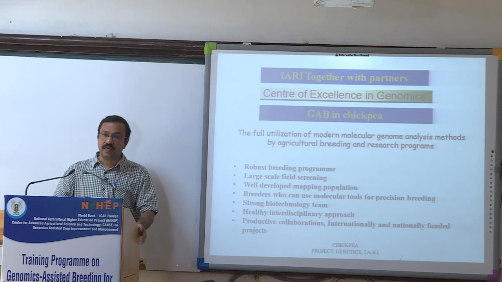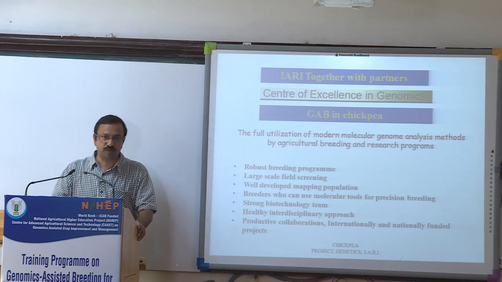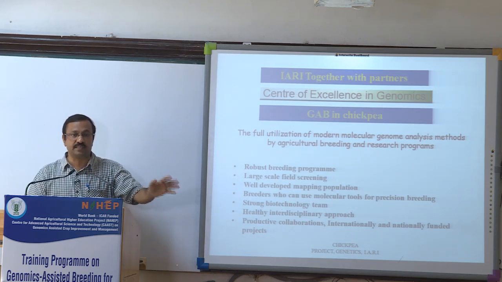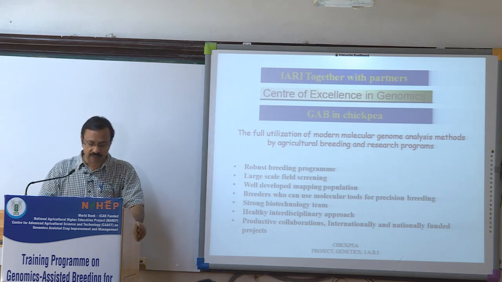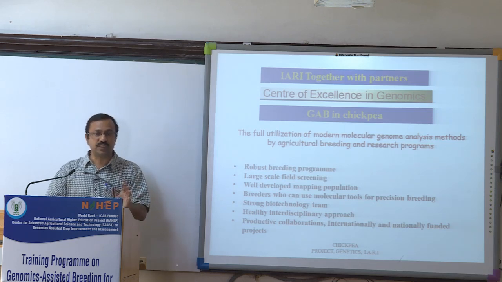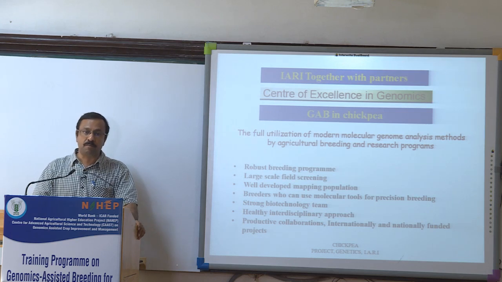Then nothing can supplant large scale field screening. If you think this is a wizard that would work, and you just put in the marker and you get the line, certainly not. You need to identify it and look at it visually. The third is to discern molecular markers which are linked to QTLs of interest. You require well developed mapping populations.